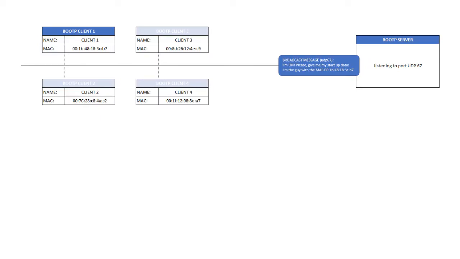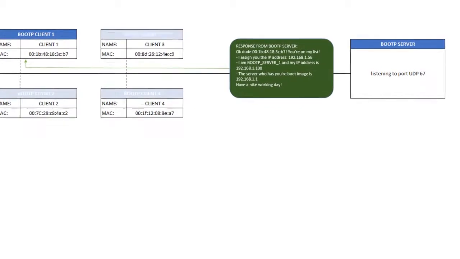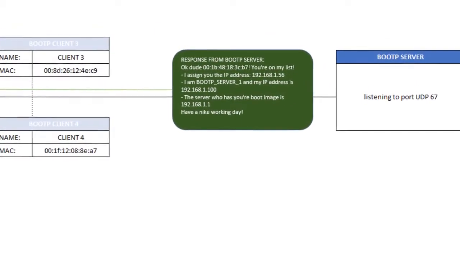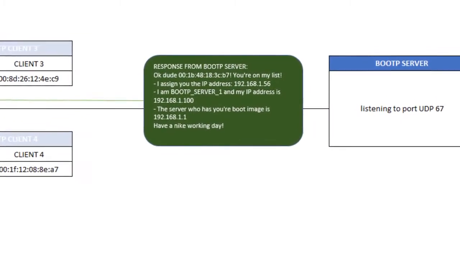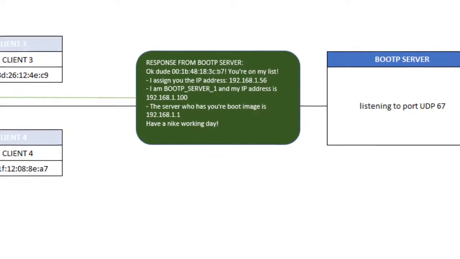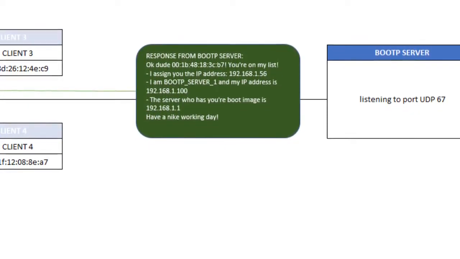replies to the client with the following information that the client needs: the client's IP address, subnet mask, and default gateway address. The IP address and host name of the BOOTP server. The IP address of the server that has the boot image which the client needs to load its operating system.